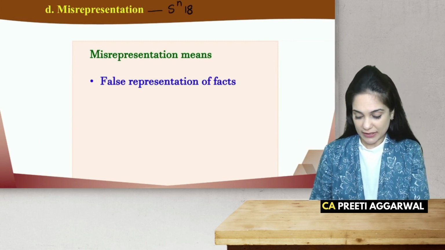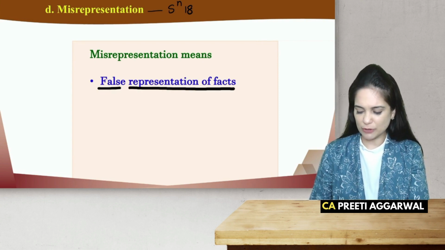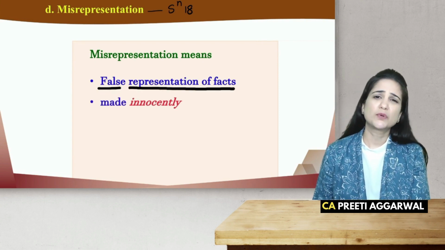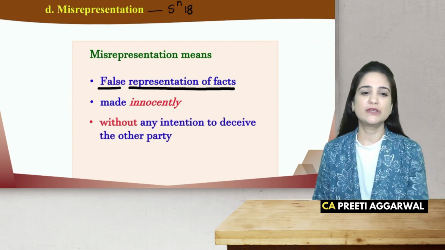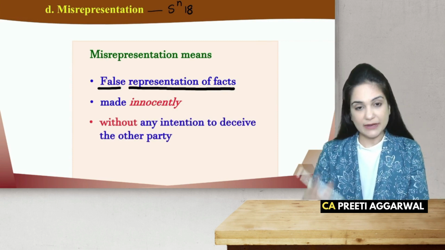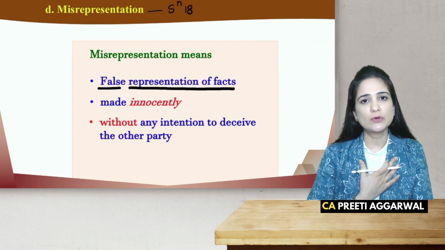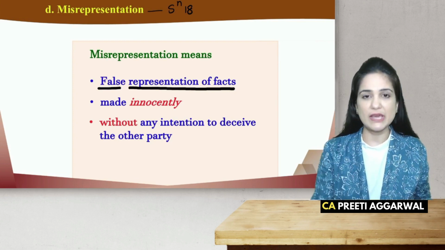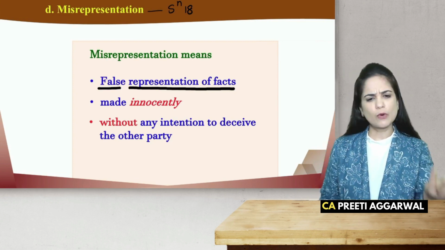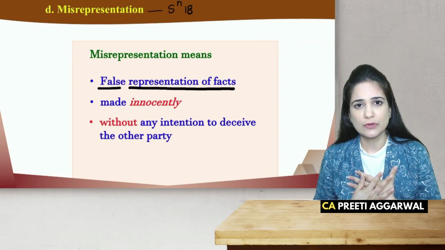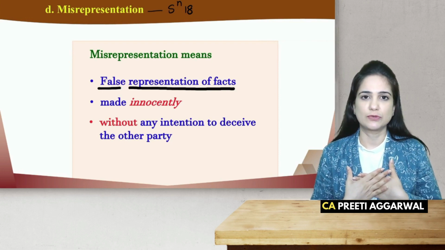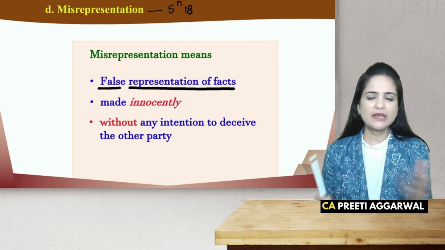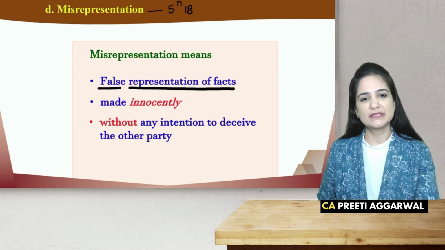Misrepresentation means, yes, there is false representation of facts, but it is made innocently, without any intention to cheat or deceive the other party. I'm not aware that what I'm saying is false. I think what I said is correct. I believe it to be true. I'm not aware that the facts which I'm giving are false. I'm innocent. I don't have any intention to cheat or deceive the other party. This is misrepresentation.